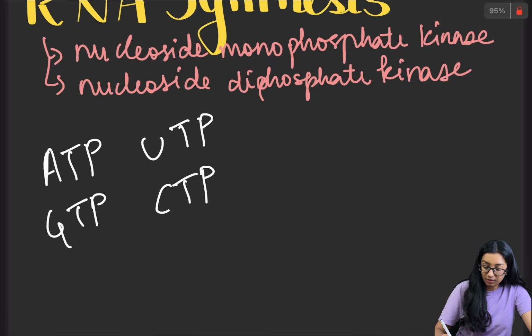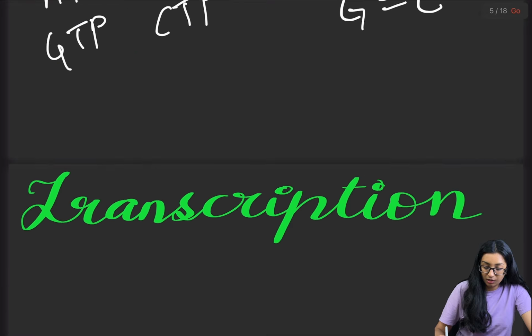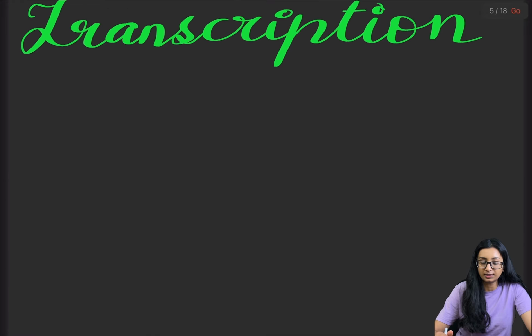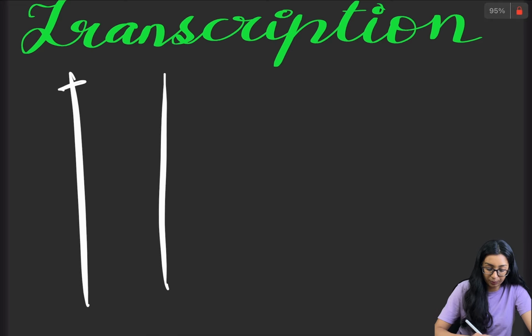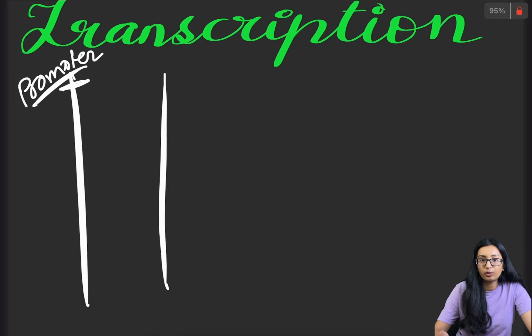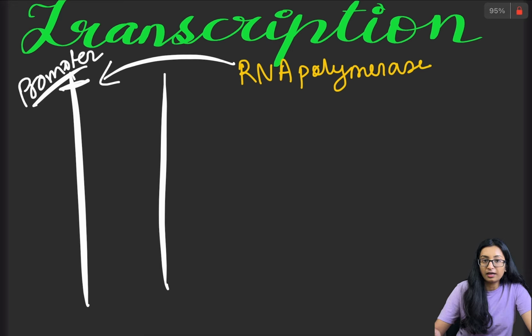One basic thing we should know here is that adenine will bind to thymine in case of DNA, and in case of RNA it will bind to uracil, and guanine will bind to cytidine. So transcription happens in the nucleus. First, there is a DNA. This DNA has a promoter. Promoter basically means the RNA synthesis will start from here. There an enzyme will come that is called the RNA polymerase. The RNA polymerase will bind to the promoter and lead to the initiation of RNA synthesis.